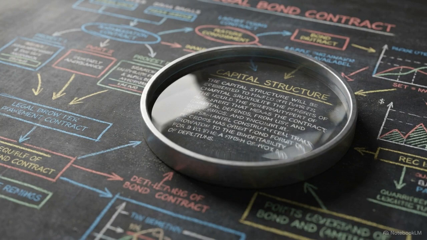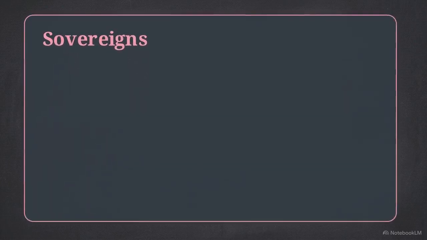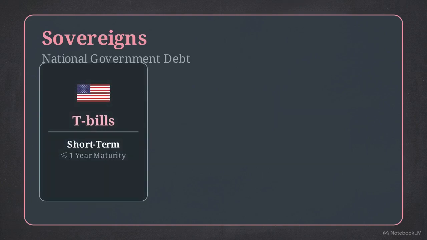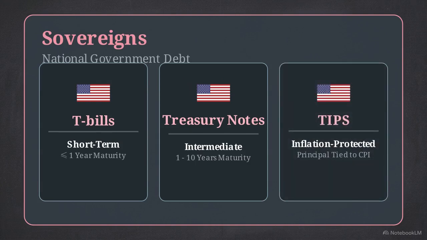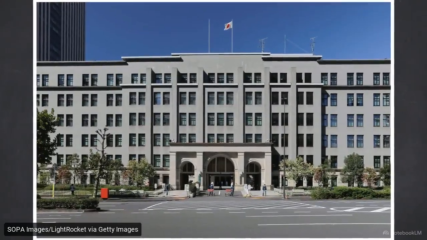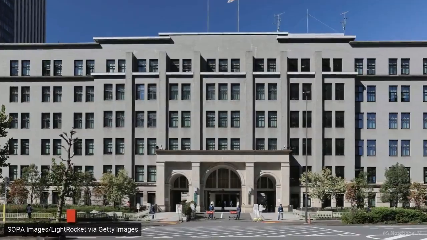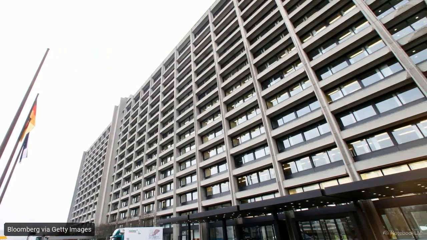To manage this complexity, we categorize the market by its 4 primary issuer types: sovereigns, agencies, municipalities, and corporates. National governments issue massive volumes of domestic debt. The United States issues T-bills, notes, and specific inflation-protected securities, known as TIPS. Sovereign structures vary by country. Japan issues long and super long-term bonds, while Germany issues Bund bonds within a liquid market facilitated by the Bundesbank.